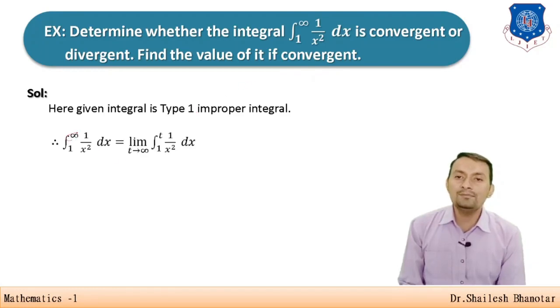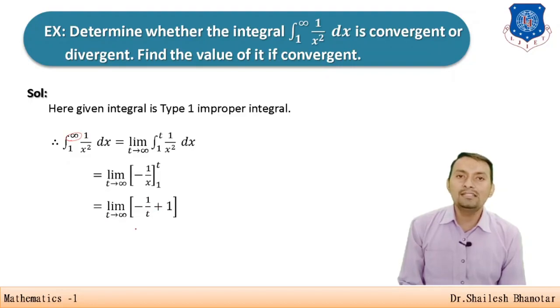So for that, I'm just going to assume that infinity is replaced by a new constant t, then take the limit as t tends to infinity. After integration, 1 divided by x square is nothing but minus 1 divided by x over 1 to t. Then put the upper limit first and then the lower limit, so we get this.